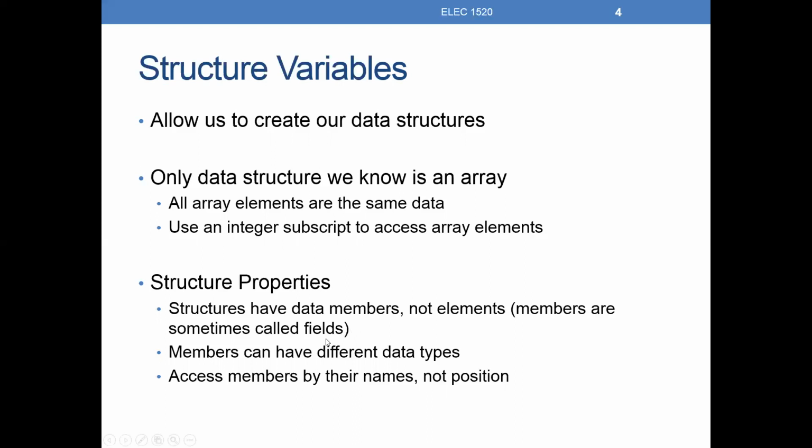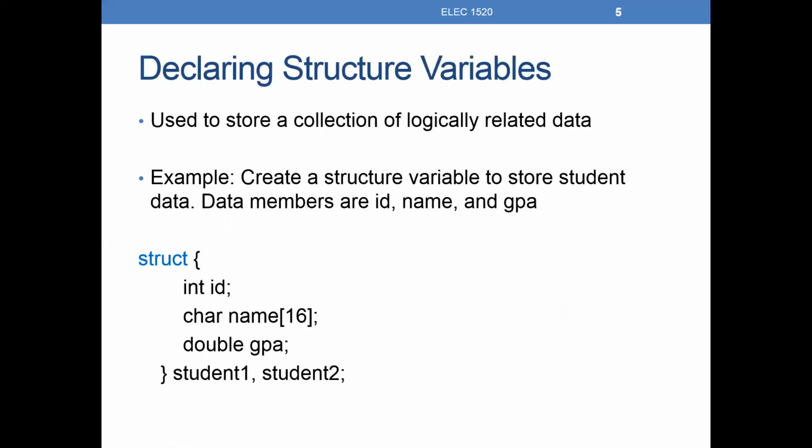Sometimes they're called fields. Members can have different data types, and we'll access the members by their names, not by their position. So in an array, when we said array index 0, we accessed that by position. But with structs, we're going to access members by their names, and we'll use the dot operator to do that. All right, here's an example of how we could declare a struct, and it's a collection of logically related data.